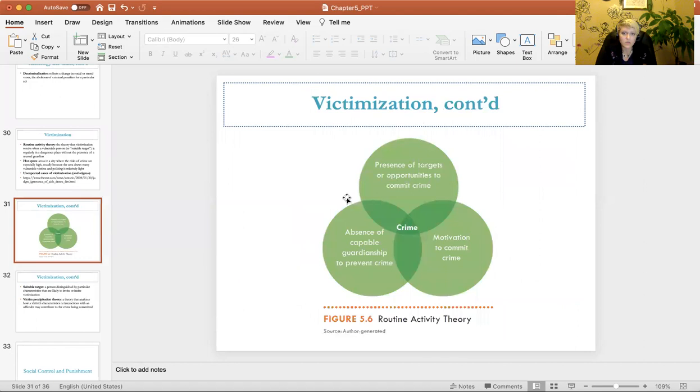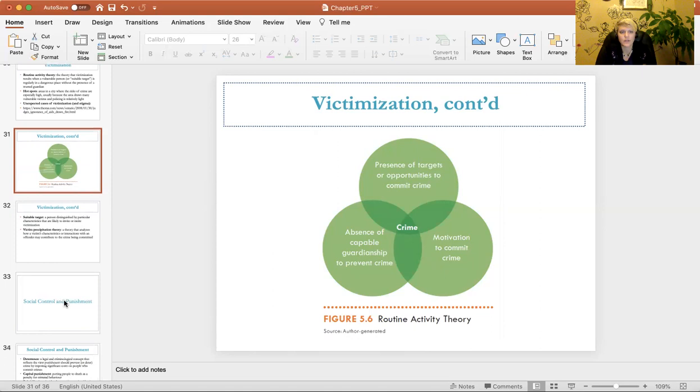So the routine activity theory has a useful Venn diagram, which shows you the sort of the pinnacle of crime, or what makes crime arise. The ingredients are presence of targets or opportunities to commit crime, so vulnerable communities, you can say, a motivation to commit crime, in other words, again, people who have been somehow underprivileged in society, and then also absence of capable guardianship to prevent crime. Right, so victims, those who are motivated to commit crime, and not enough guardianship or police force to prevent crime.